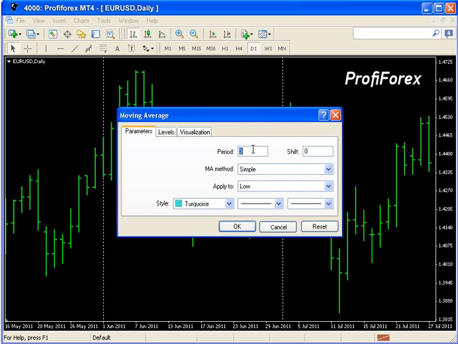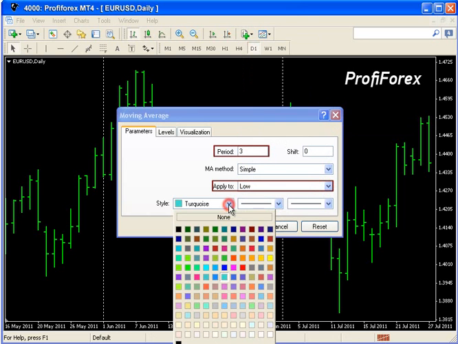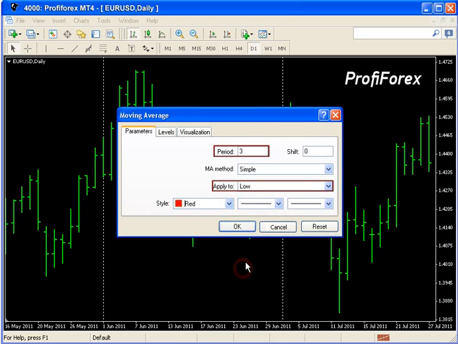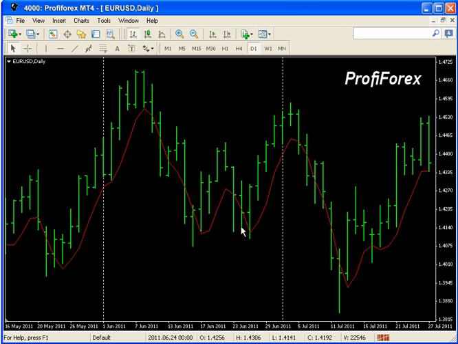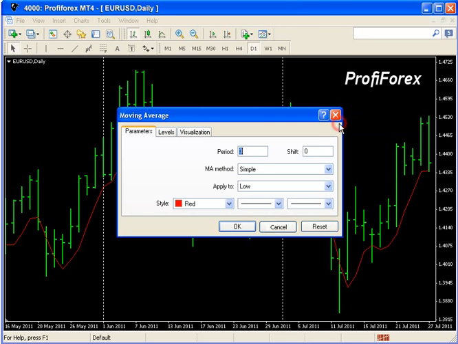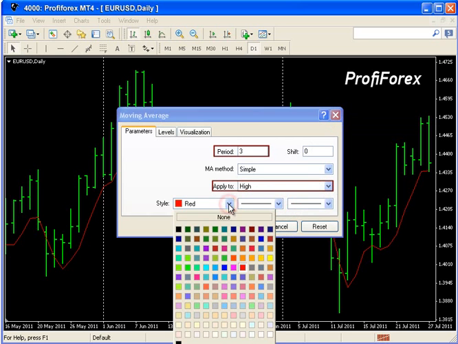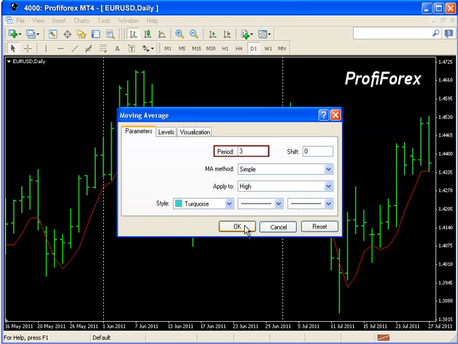The first moving average will be calculated on the basis of the bar's minimums. The second moving average will be calculated on the basis of the bar's maximums. As you can see, the periods of both moving averages are equal to 3.